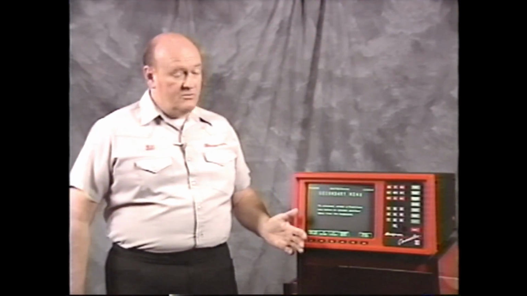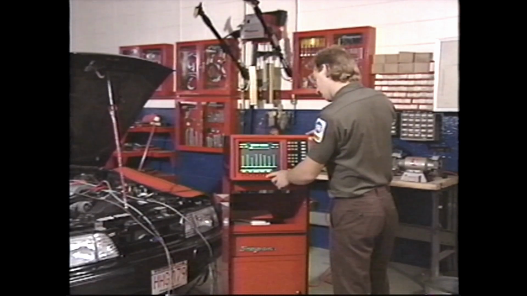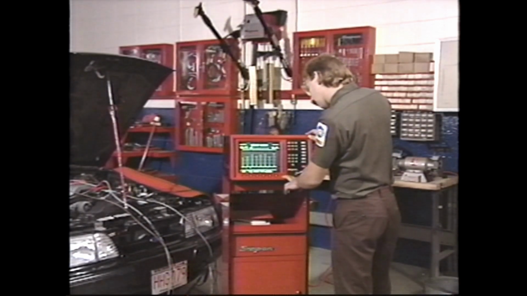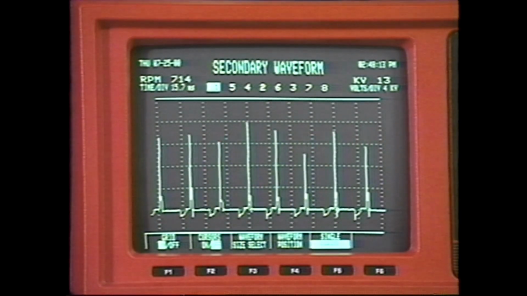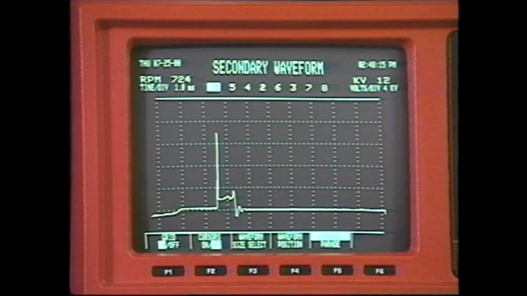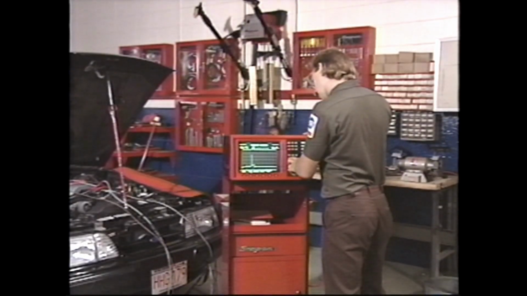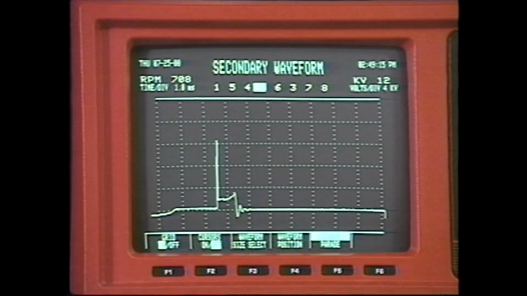The secondary menu gives you 4 tests for checking the secondary circuit: the secondary waveform, kV bar graph, kV histograph, and burn time bar graph. The secondary waveform is the most useful screen for checking activity in the ignition system since all of the secondary ignition components are represented. Plus, abnormal secondary patterns can alert you to other problems that affect combustion, such as too lean or rich fuel mixture, air leaks, or mechanical defects.